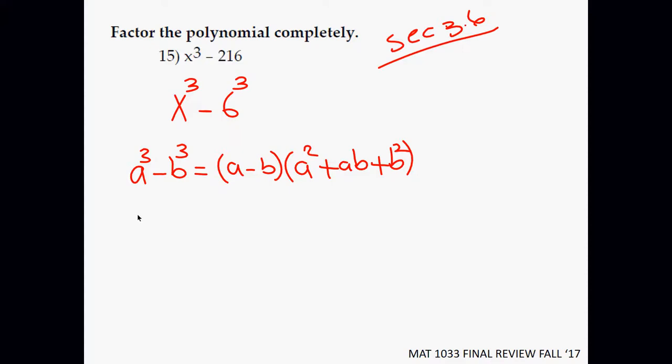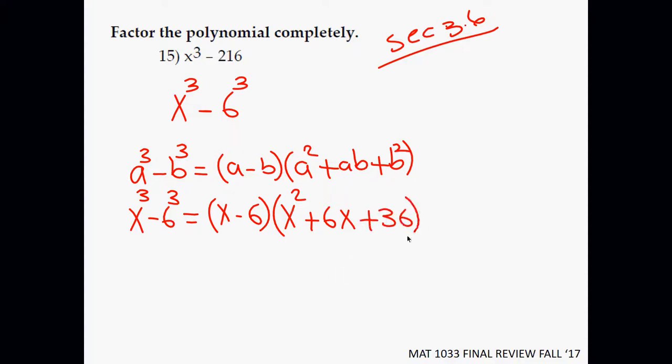So if we plug it there, we get x cubed minus 6 cubed will be x minus 6. A squared will be x squared. A times b will be 6 times x, which is positive 6x. And b squared, my b is 6, so my b squared will be 36. And that will be part A in that question.